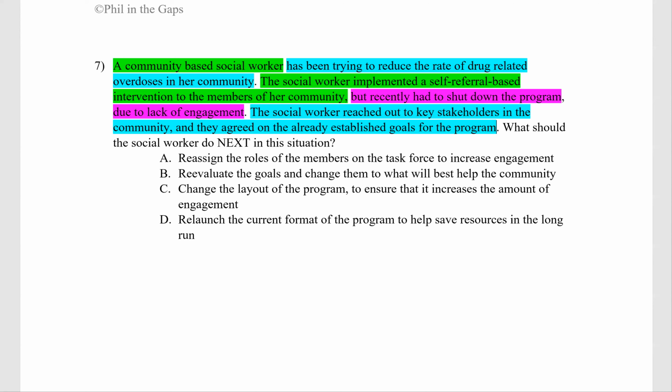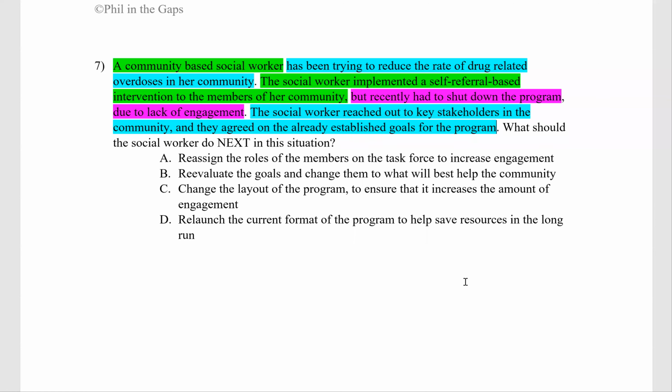A. Reassign the roles of the members on the task force to increase engagement. B. Reevaluate the goals and change them to what will best help the community. C. Change the layout of the program to ensure that it increases the amount of engagement. Or D. Relaunch the current program format of the program to help save resources in the long run.